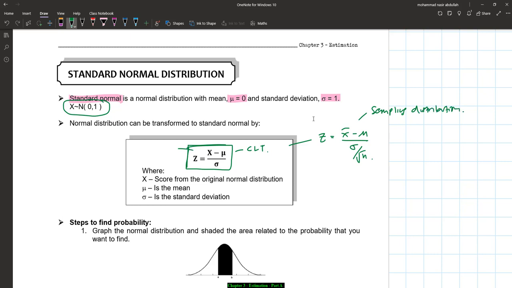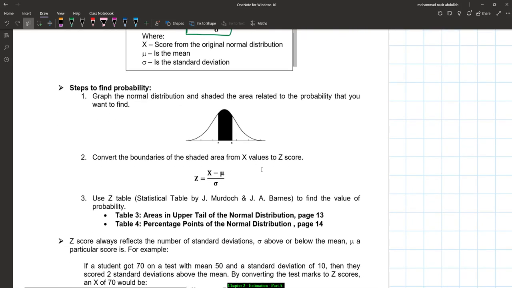Right, this is for a single data point, so the z-score from the original. We know this is the same formula, but the first formula is the mean for a single observation in one sample. So now the steps to find the probability, if you still remember.